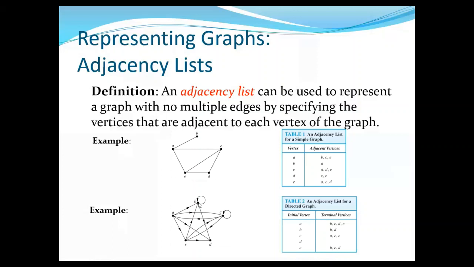For B, we have a loop. So the initial is B, the end is B, and it is also connected to D. There is a directed path going to D, so D is included in the terminal vertices. The same goes for the other vertices. So that is the adjacency list.